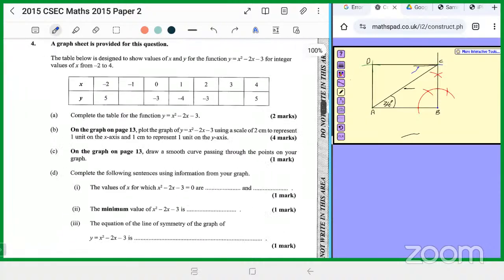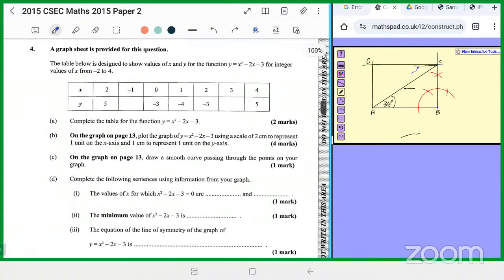Number 4. That's a quadratic. It's a smile shape quadratic. Remember the values are going to be symmetrical about the axis of symmetry. So I see a 5 here and I see a 5 here. It means that whatever value you get between -3 and 5 is the same between here and here. Whatever value you get for here is the same value for here.